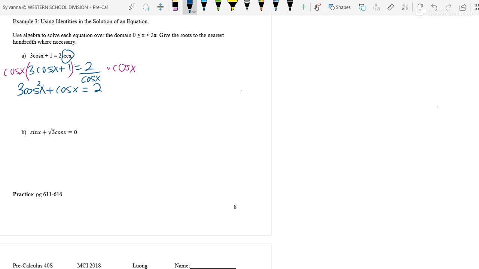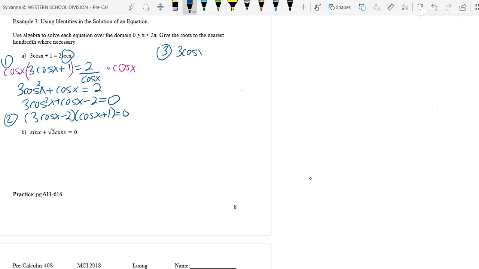Now I'm going to move the 2 to one side so I can factor this, just like in the other problems we've seen before. And if I factor this properly, I should get 3 cos x minus 2, cos x plus 1. The first thing you want to do is rearrange it and factor. Second thing would be factor. Now we're going to solve each separately.